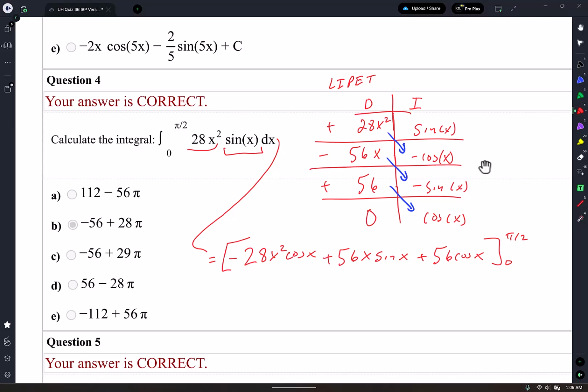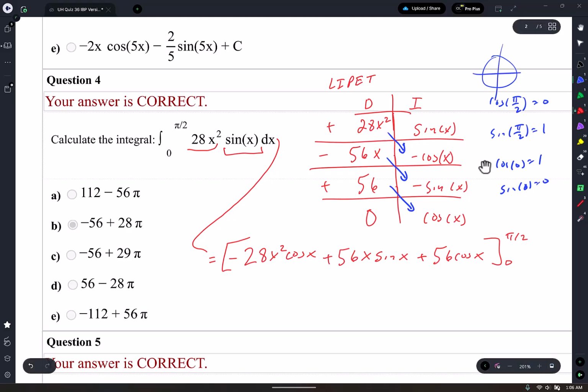So upper minus lower. So you just got to know a little bit of pre-calc, guys. Side note, cosine of pi over 2 equals 0. And sine of pi over 2 equals 1. And then, of course, cosine of 0 equals 1. And sine of 0 equals 0. That's just from pre-calc, right? The unit circle properties there.